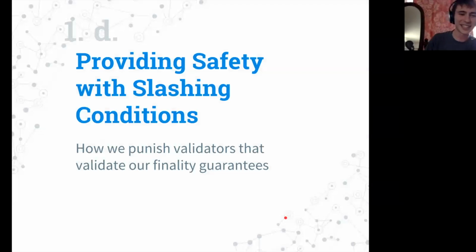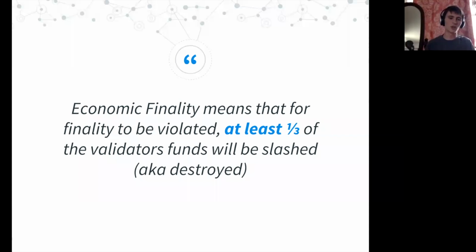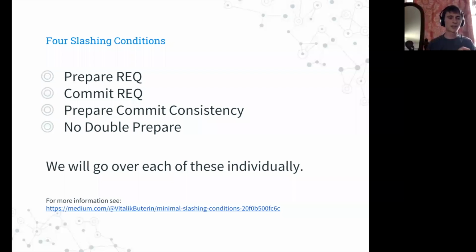So we're getting into the next thing, which is the meat of this consensus protocol, and that is the slashing conditions. This is what prevents two chains from being finalized. Economic finality means, I think we actually talked about this quite a lot, so hopefully it makes sense. Now, there are 4 slashing conditions: prepare requirement, commit requirement, prepare commit consistency, and double prepare. Prepare requirement, we mentioned previously, is the 2/3 prepares on the previous epoch for the next one.